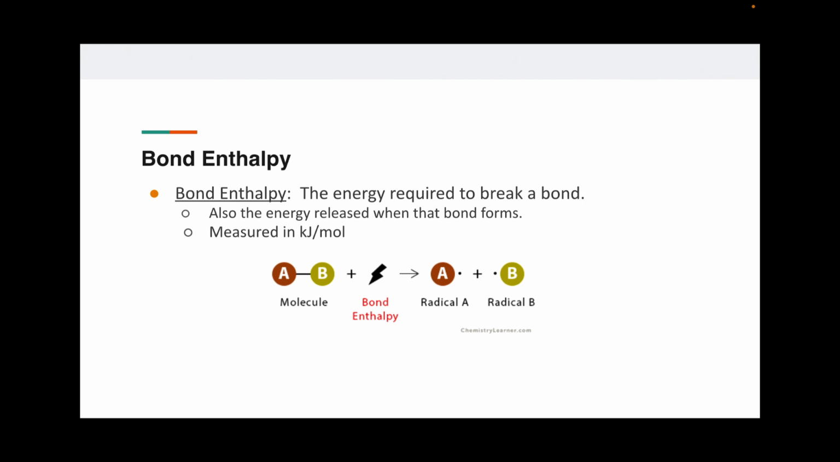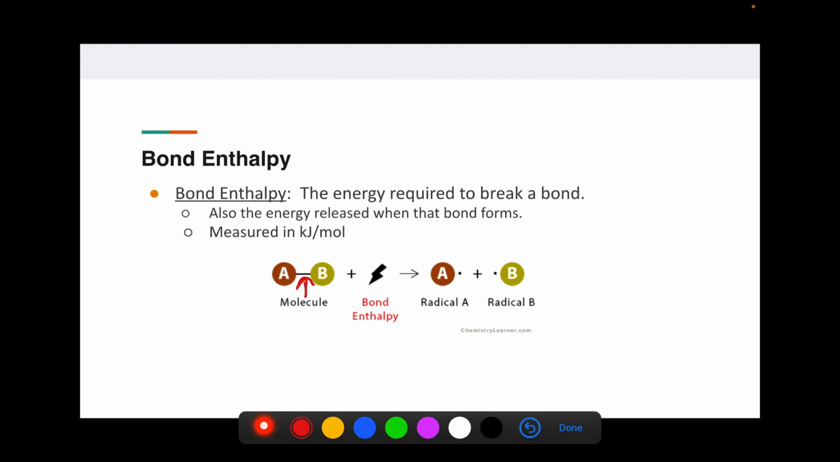So for instance, here we have a bond between molecules A and B. If we want to break that bond, we have to put energy in to do so. The energy required to break that bond and take apart A and B is the bond enthalpy. If you think about that reaction in the reverse direction, then the bond enthalpy also corresponds to the amount of energy released when a bond between A and B forms.